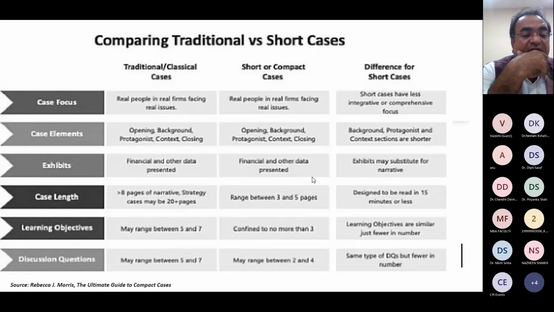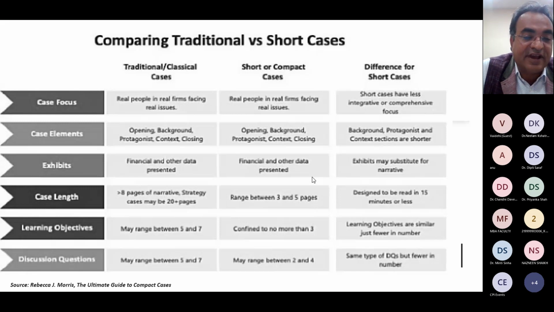For example, the case focus in traditional and short cases is pretty much the same. But the difference is that short or compact cases will have less integrative or comprehensive focus. Learning objectives in a traditional case could range from 5 to 7. In short cases, they would not be more than 3. Then the case length: in a normal case, you're looking at greater than 8 pages of narrative. In a short or compact case, you're looking at 3 to 5 pages, which can be read in a break or prepared in 15 minutes or less.